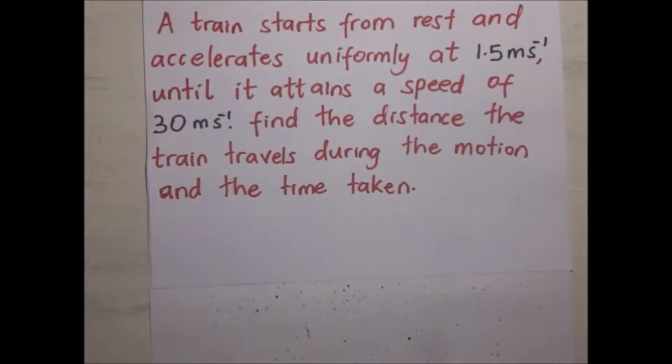So a train starts from rest and accelerates uniformly at 1.5 meters per second squared until it attains a speed of 30 meters per second. Find the distance the train travels during the motion and then the time taken.